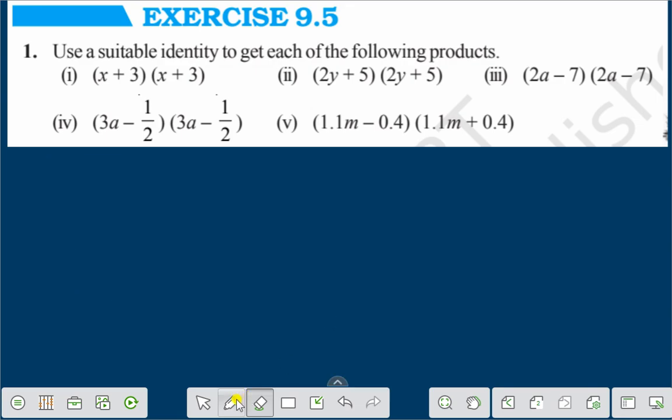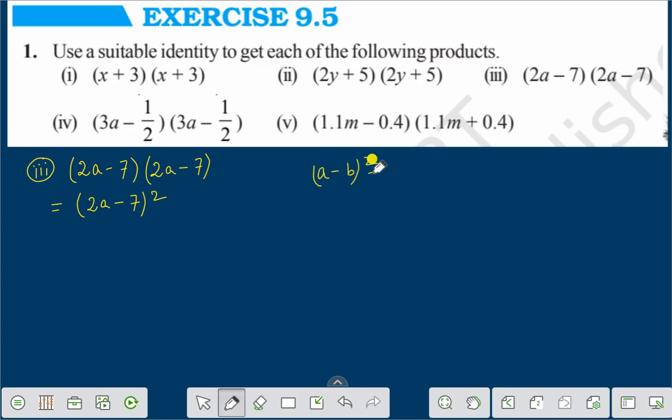Question number 3 is (2a minus 7) into (2a minus 7). If we multiply, then we will get the value as (2a minus 7) whole square. We'll apply this identity: (a minus b) whole square is equal to a square minus 2ab plus b square.